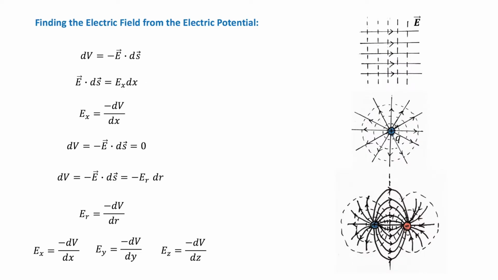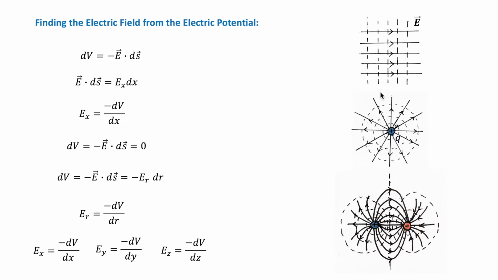So we will now consider obtaining the value of the electric field from the electric potential. So dV is equal to minus E dot ds, and if the electric field is directed along x, then E dot ds is equal to Ex dx, and so Ex is equal to minus dV over dx. And therefore, as we said before, the electric field is a measure of the rate of change with position of the electric potential, okay? So suppose we have an equipotential surface.